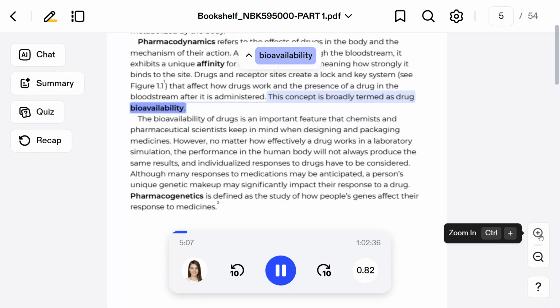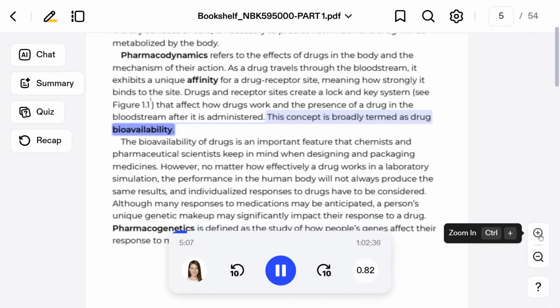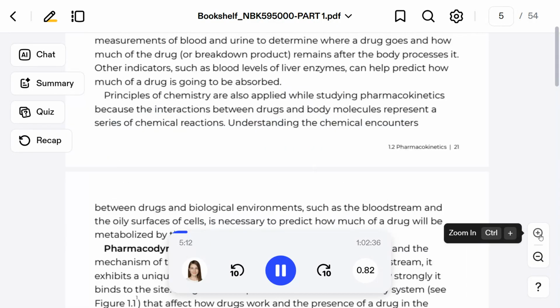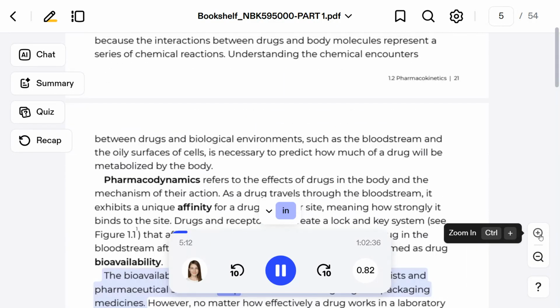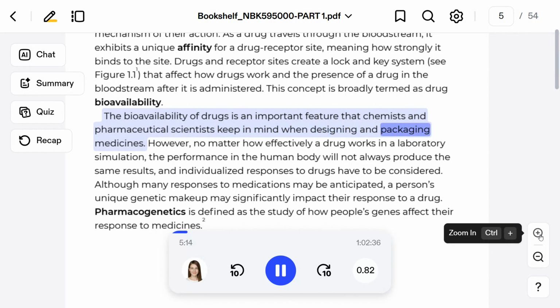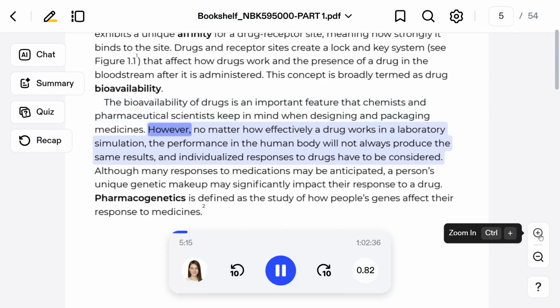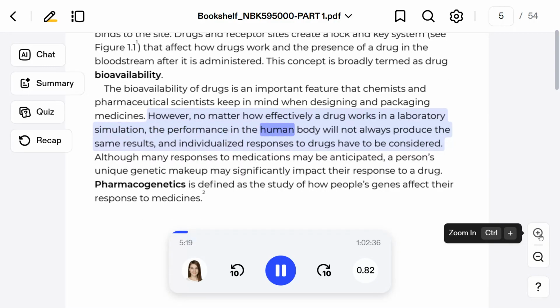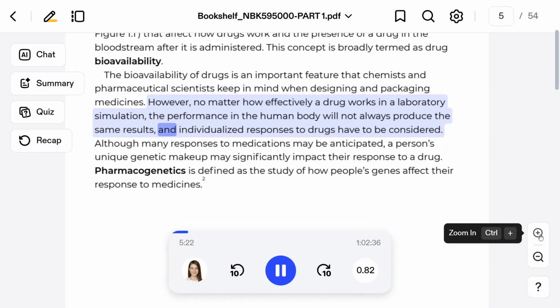The bioavailability of drugs is an important feature that chemists and pharmaceutical scientists keep in mind when designing and packaging medicines. However, no matter how effectively a drug works in a laboratory simulation, the performance in the human body will not always produce the same results, and individualized responses to drugs have to be considered.